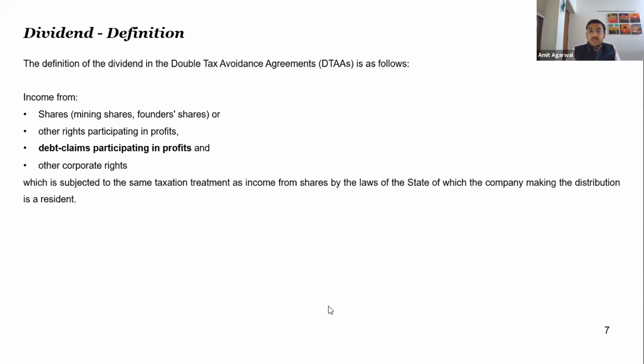So this is broadly the definition which we have to keep in mind. A bit broad definition that way, and covering various aspects other than shares as well. Move ahead, Pratik.